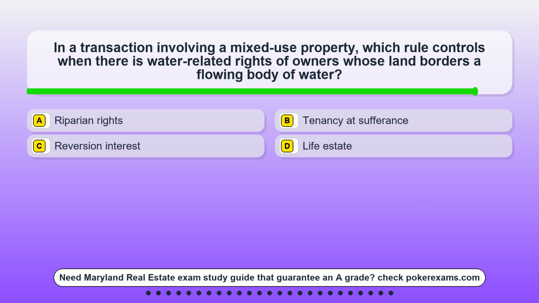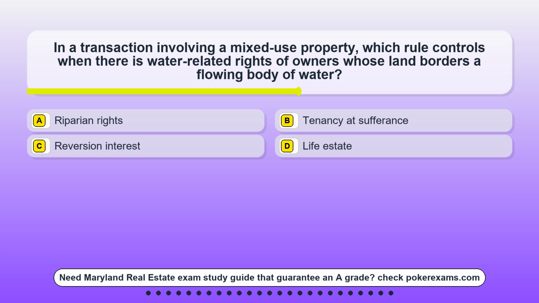Question 6. In a transaction involving a mixed-use property, which rule controls when there are water-related rights of owners whose land borders a flowing body of water? Option A, riparian rights. Option B, tenancy at sufferance. Option C, reversion interest. Option D, life estate.